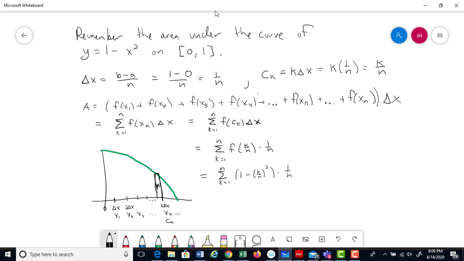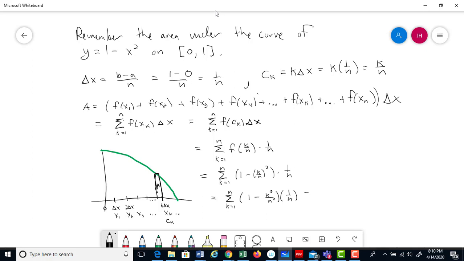Before we multiply, I have to simplify all this. So this is going to be equal to the summation from k equals 1 to n of 1 minus k squared over n squared, and this is going to be multiplied by 1 over n.